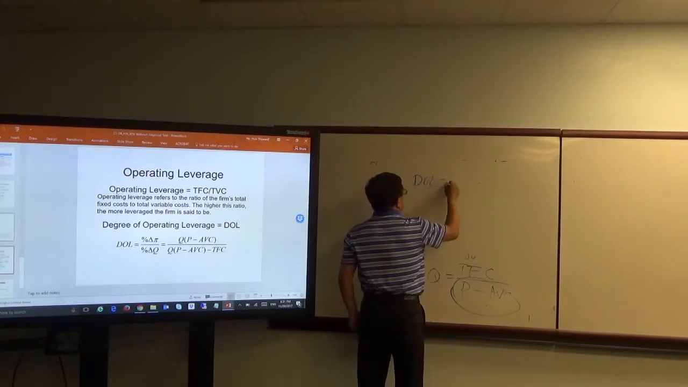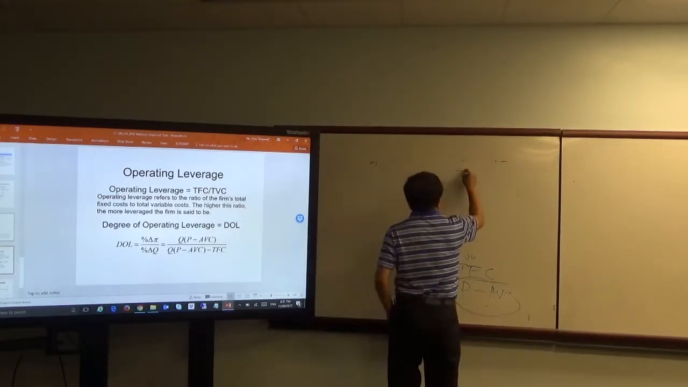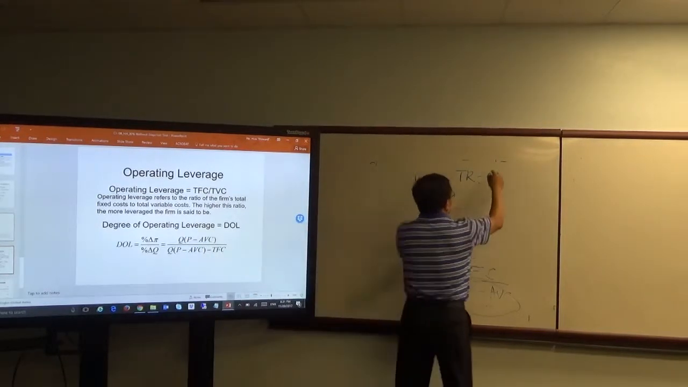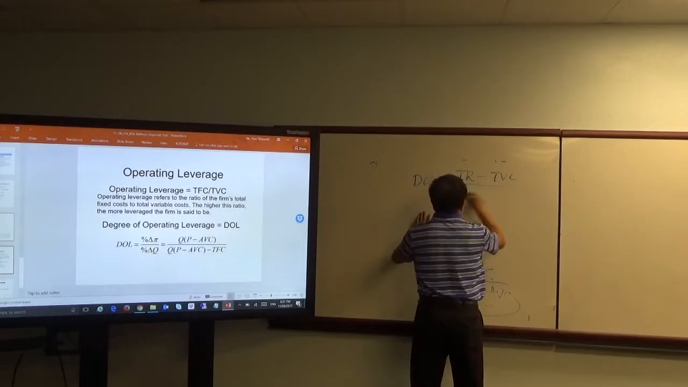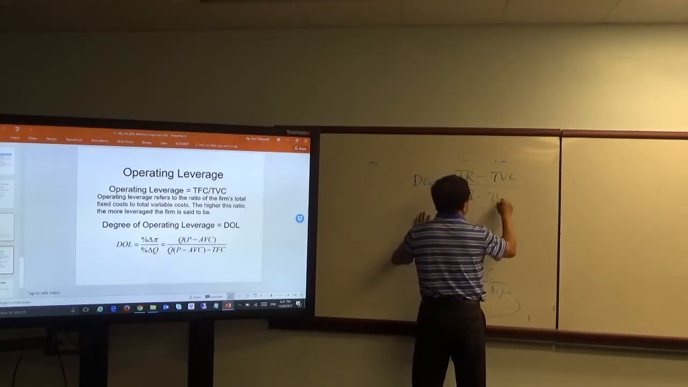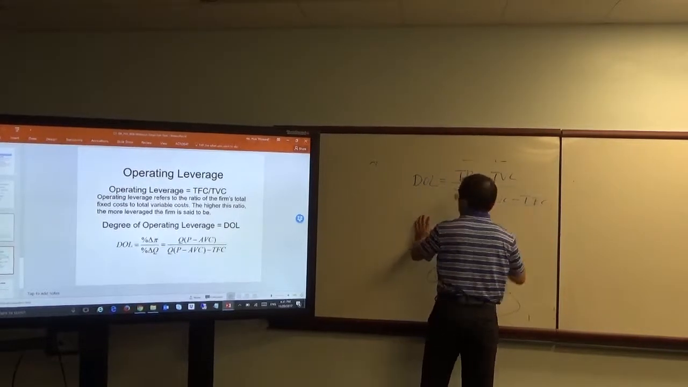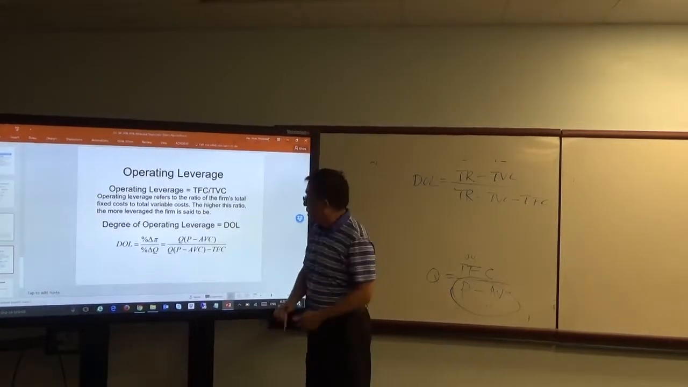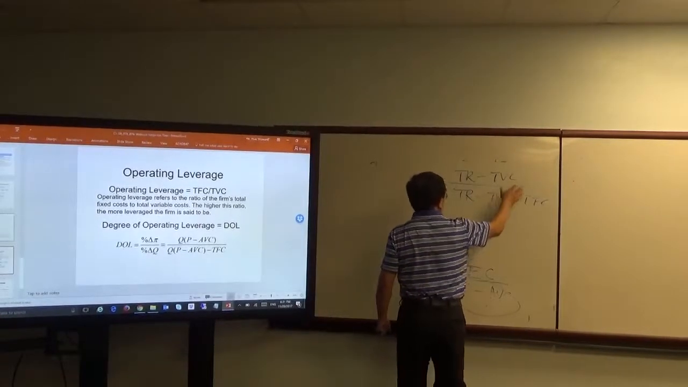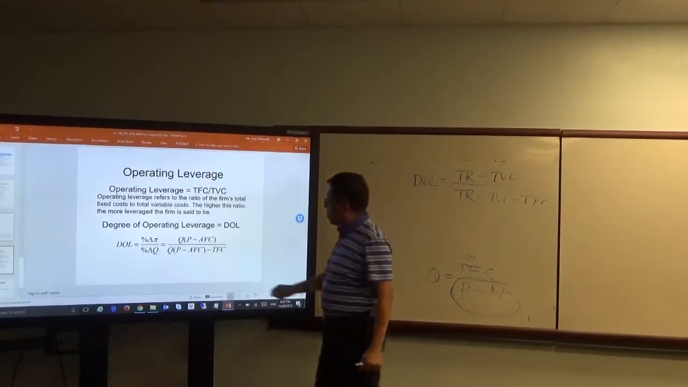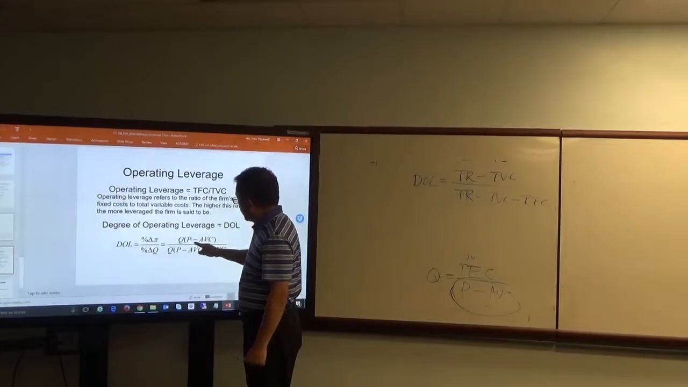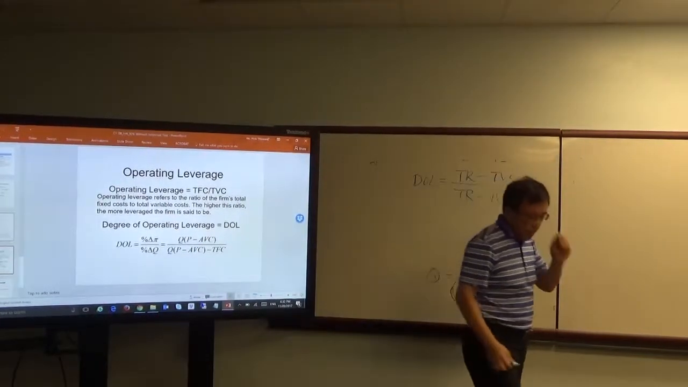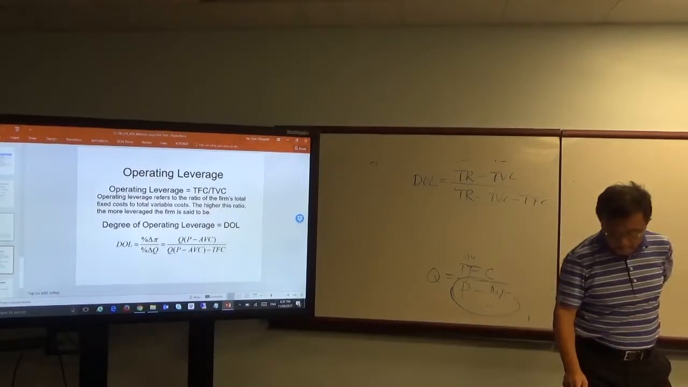Degree of operating leverage, basically Q times P is total revenue. Q times average variable cost is total variable cost. Divided by total revenue minus total variable cost minus total fixed cost. That's the alternative formula. But it depends on which information we know, right? If we know the total revenue, total variable cost, and total fixed cost, we can just use this one. But if we know the output level, price per unit, and average variable cost per unit, then we can use this one. So two different alternative formulas. Okay.